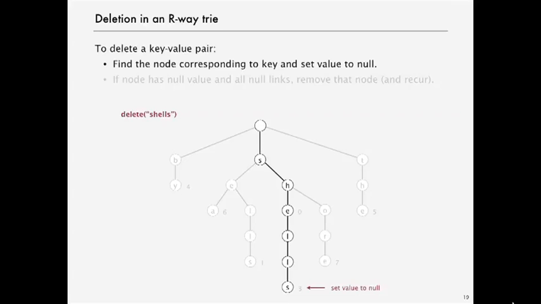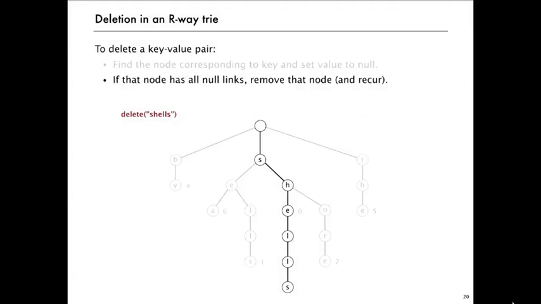And now there are two cases. One case is this one where that node, now that we set its value to null, has all null links. There's no reason for its existence. It wouldn't have been created except for the fact that we inserted shells. So if the node has all null links, you just remove it. And then when you go back up the trie, which you do because you got down there, every node that you touch, you check if it's got a null value and all null links, and if so, just delete it. And you keep going until you find one that has either a value or a non-null link, and then that's when you can stop deleting nodes.